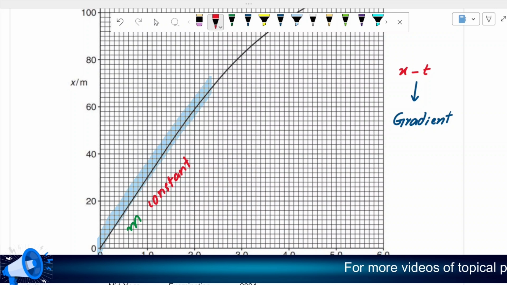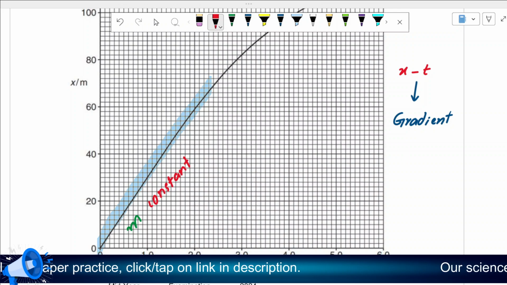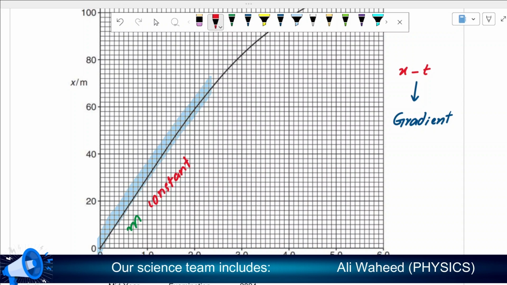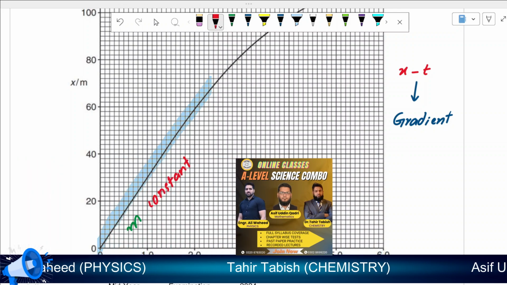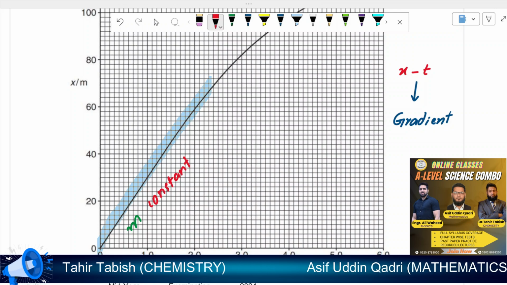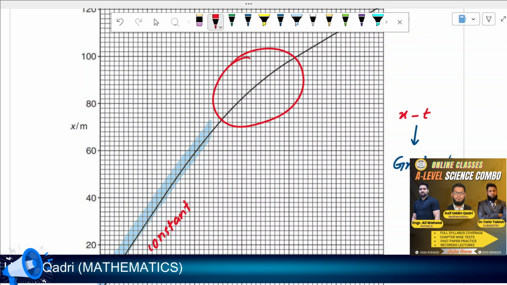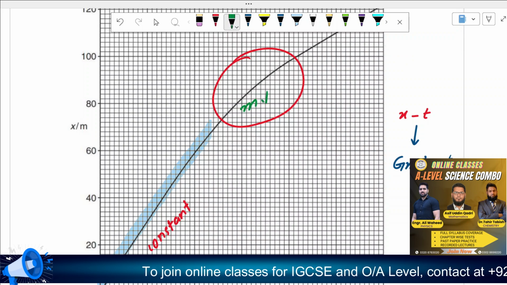I mean, we can also specify the time as well. You can say for the first 2 seconds the velocity is constant. But if you don't want to specify, we simply say initially the velocity is constant because the gradient is constant. And then what happens? This is what happens afterwards. The gradient decreases because the line becomes more and more horizontal. So gradient decreases.